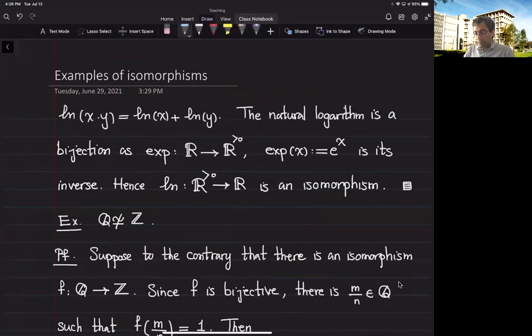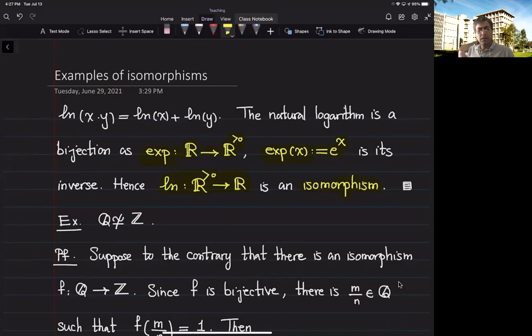And natural log is a bijective map because it has an inverse. If I look at the exponential map from real numbers to positive real numbers, which sends x to e to the power x, where e is the Euler number, then this is the inverse of the natural log. And therefore, natural log is a bijection from positive real numbers to real numbers. Altogether, we deduce that natural log from positive real numbers to real numbers is an isomorphism, where here I'm looking at this one under multiplication and this one under addition.